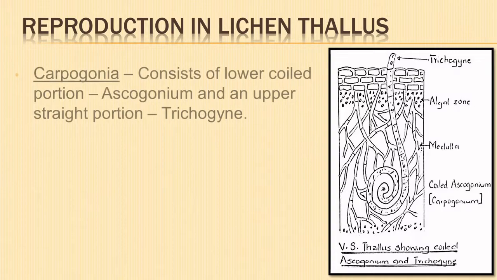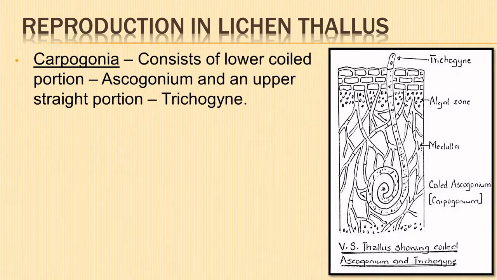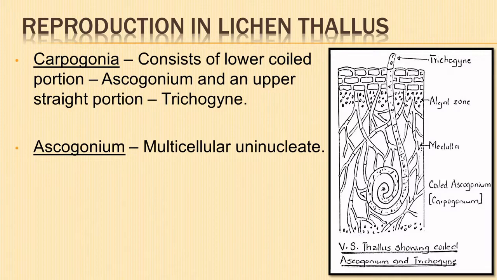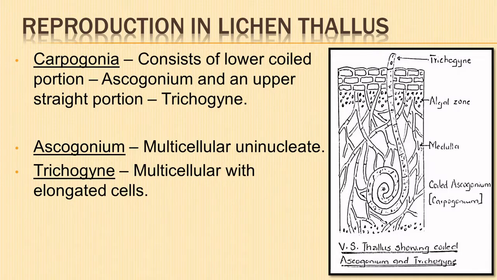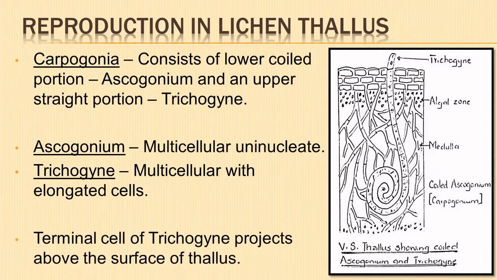Carpogonia. The carpogonium consists of a lower coiled portion called the ascogonium and an upper straight portion called the trichogyne. The ascogonium is multicellular, uninucleate, and lies in the medullary region of the thallus. The trichogyne is multicellular with elongated cells. The terminal cell of the trichogyne projects above the surface of the thallus.